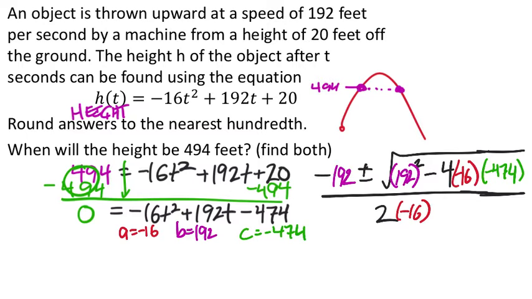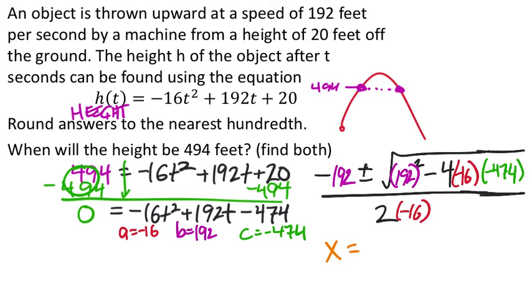All right, so I should get two values out of this for x, and that should be the amount of time it takes for the ball to reach 494. So I'm going to start with a plus. Let's take this calculator, n over d, negative 192, and we're doing plus the square root of 192 squared minus 4 times negative 16 times negative 474, all over 2 times negative 16. Enter, and it gave me the decimal directly. It didn't even give it to me in square root format.